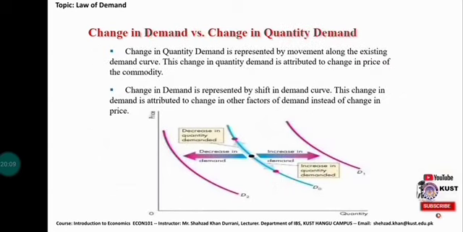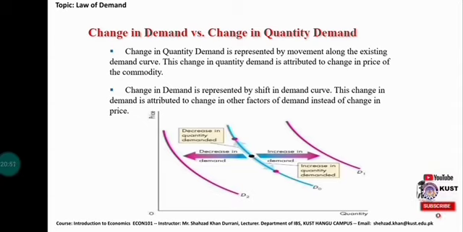The next one is the differentiation between change in demand and change in quantity demanded. Change in quantity demanded is represented by movement along the existing, fixed demand curve, right? This change in quantity demanded is attributed to a change in the price of the commodity. So this is mostly related to change in the price. For example, if the price is increasing, you are reducing the quantity of that product. If the price is decreasing, then you are increasing it.